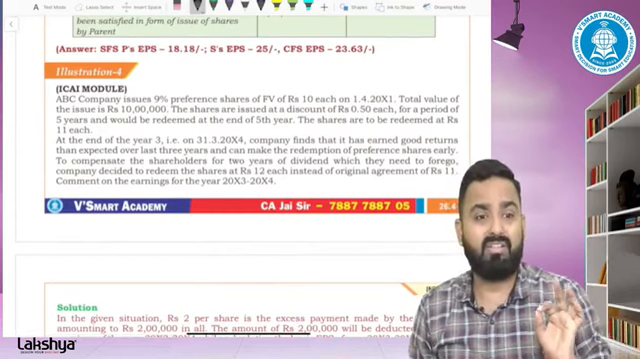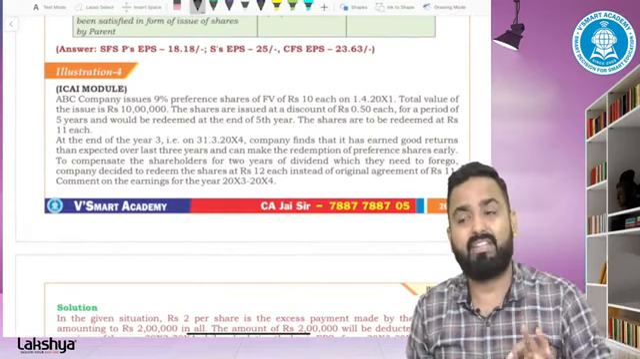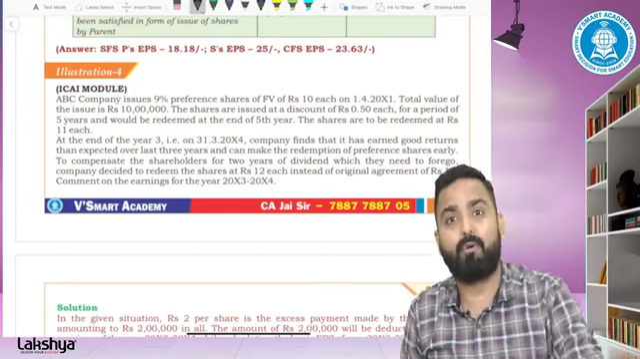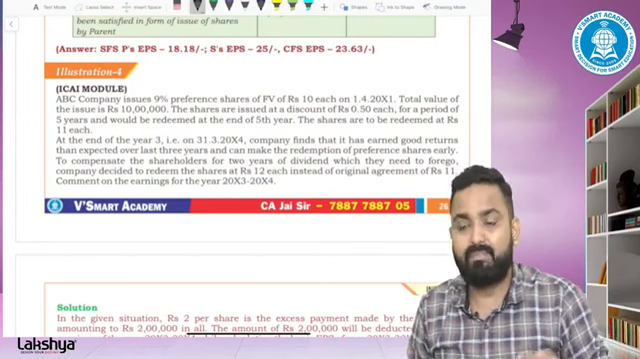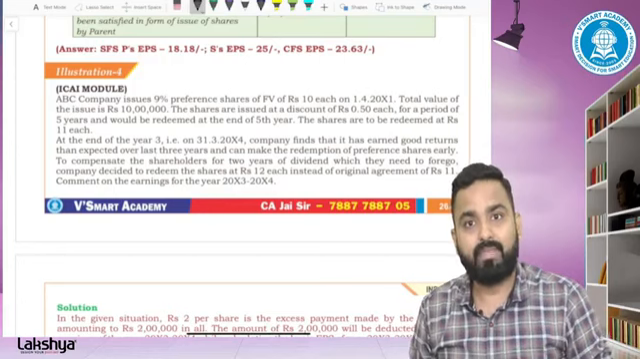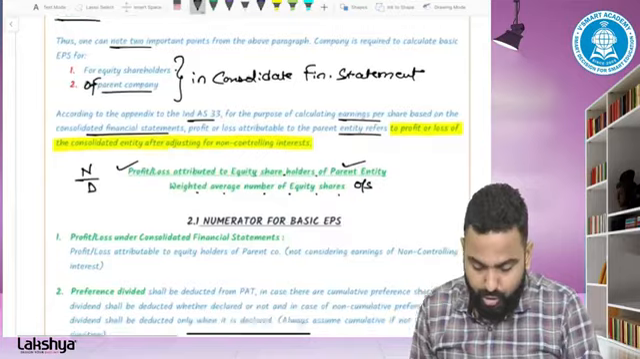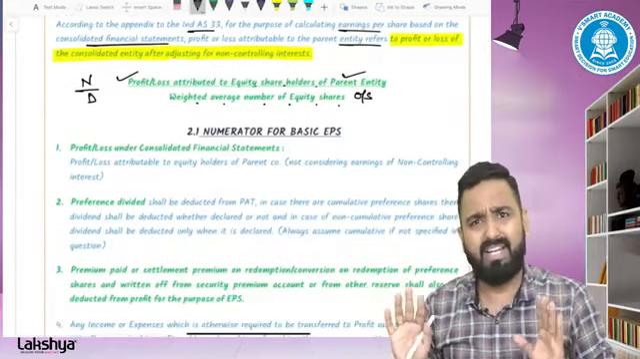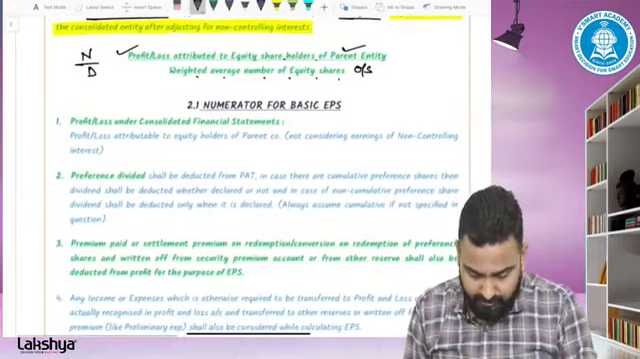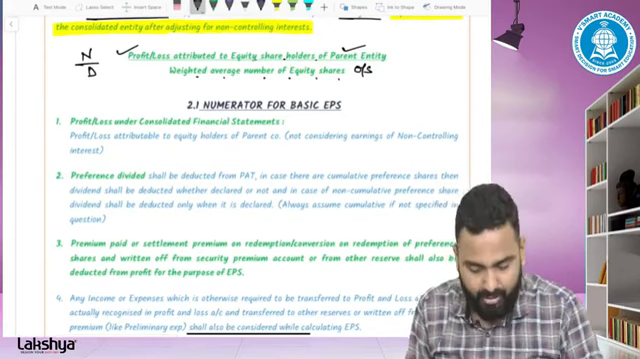Please let me clear one thing: the denominator portion is more important and a bit more complicated compared to the numerator part. The numerator part is somewhat easy.